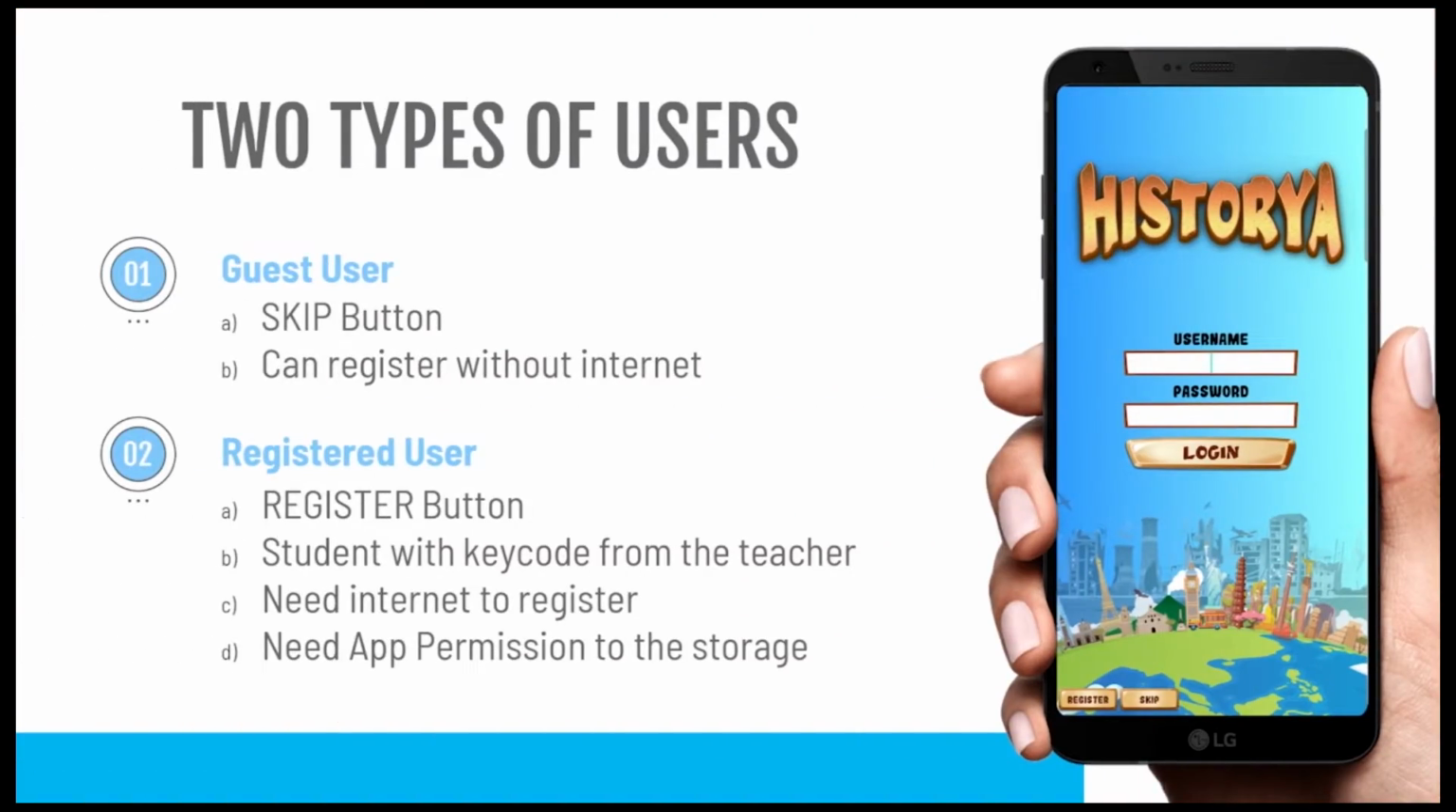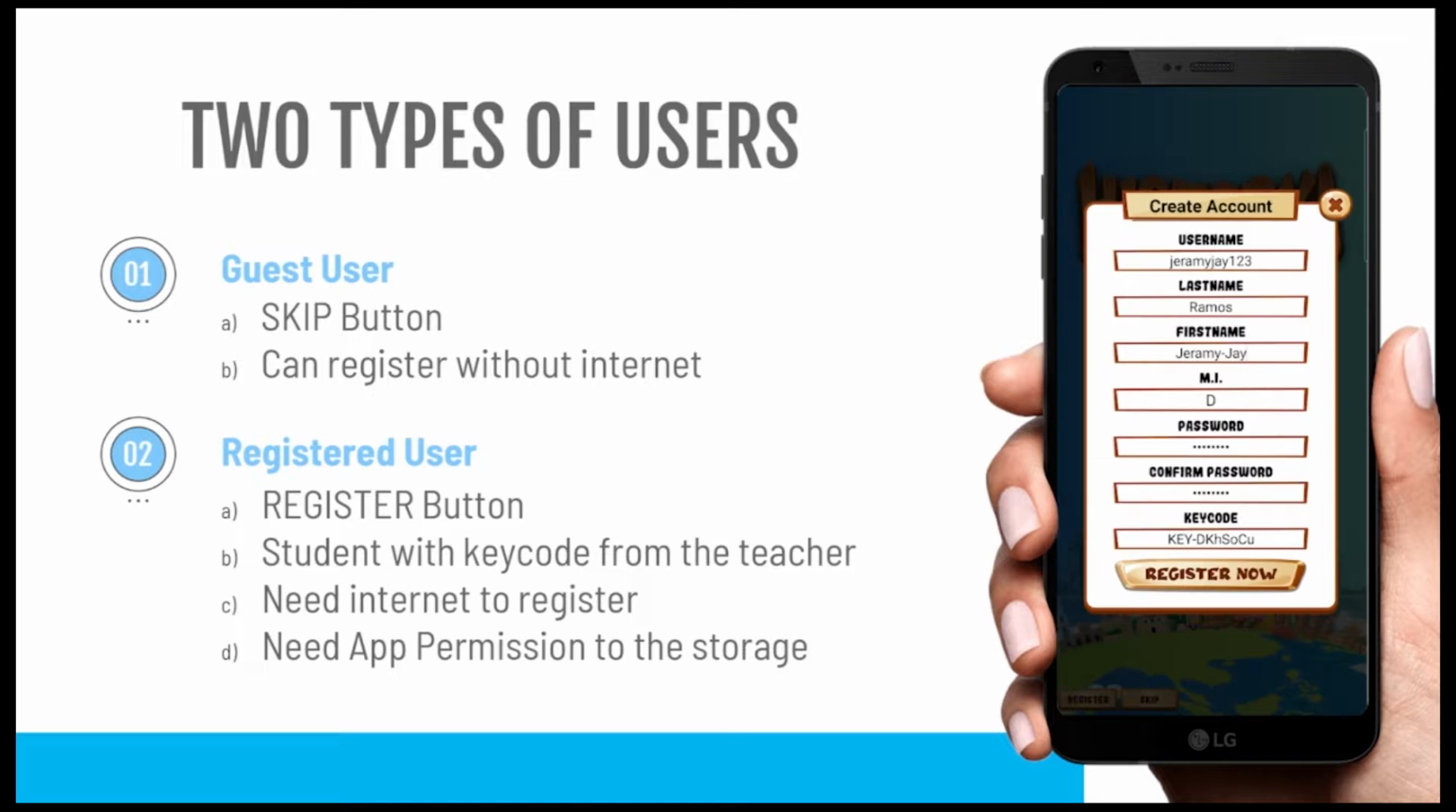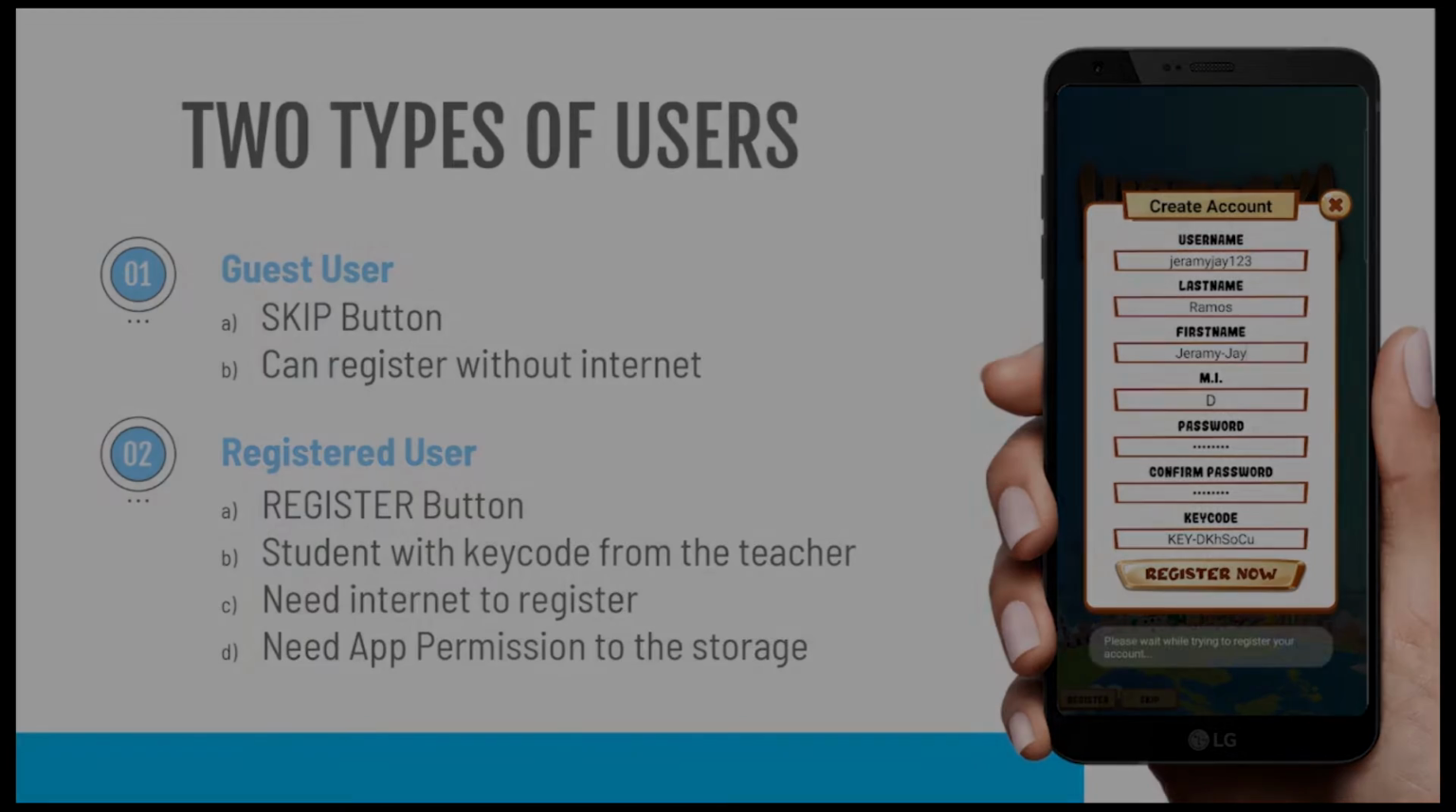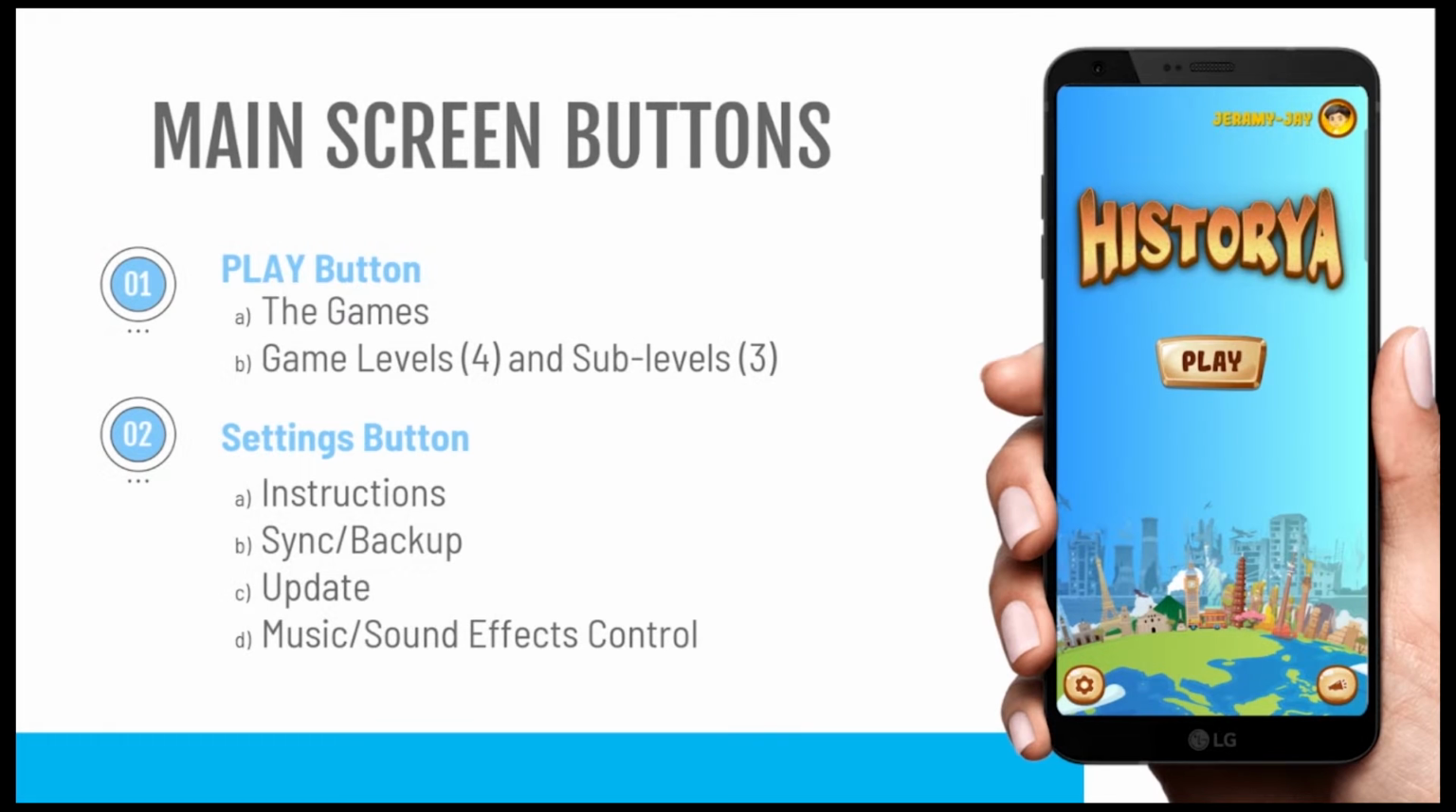The Historia mobile application consists of two types of users. Guest users are those users who don't have a key code or are not part of a class. Registered users are those users associated with a class and need to register to be included in the class record of the teacher. If the login is successful, the application will redirect the user to the main menu.